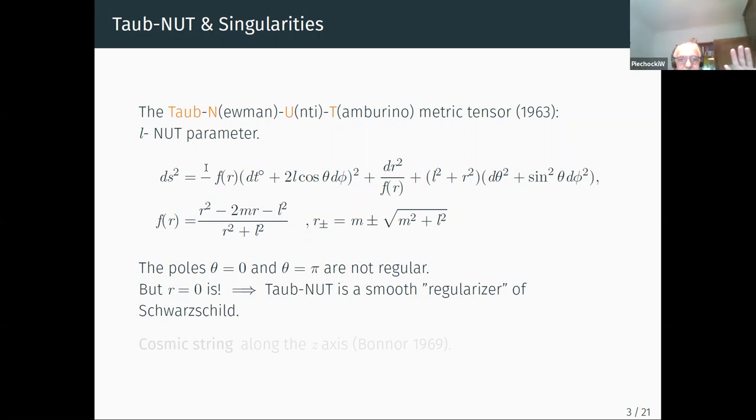Excuse me, has anybody calculated the Kretschmann scalar for that metric? Yes, I have. Okay, so they will tell us later, I guess.